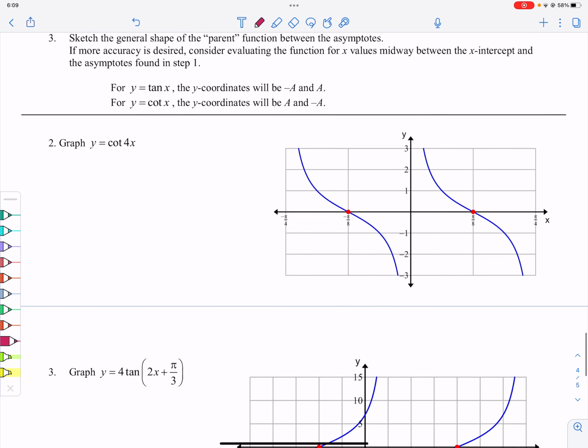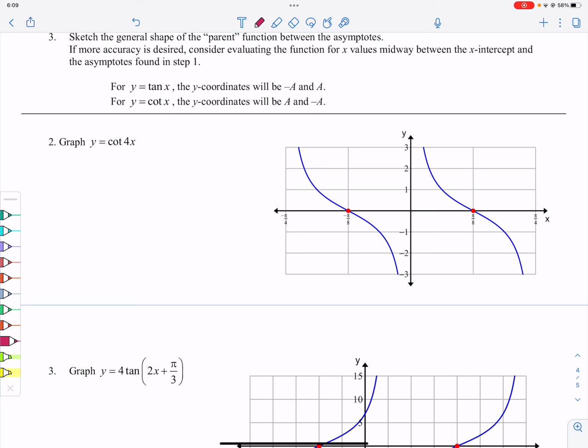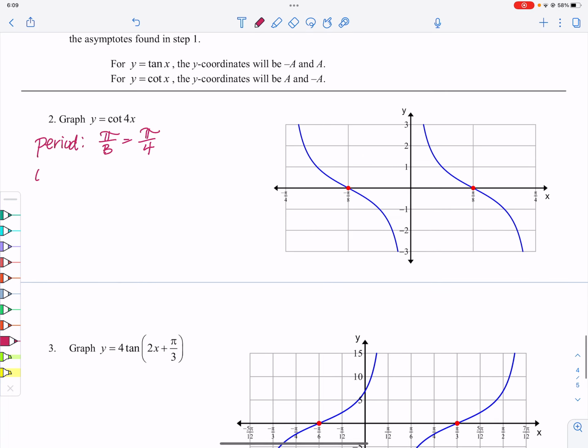So let's go ahead and try to graph y equal to the cosine of 4x. Remember, we will have our period, and that's pi divided by b, and in this case, that's 4. Okay, so we have one cycle, one complete cycle, I wanted to say.